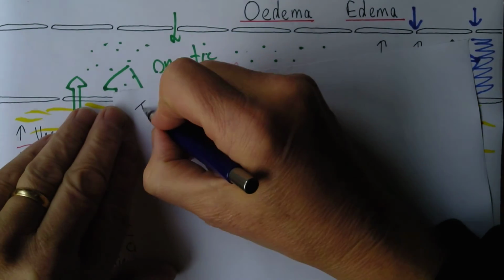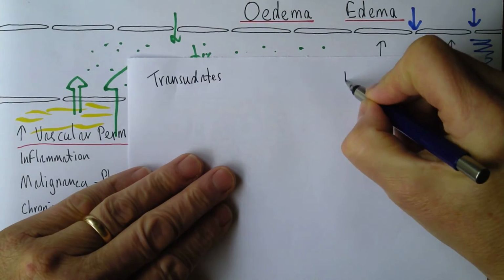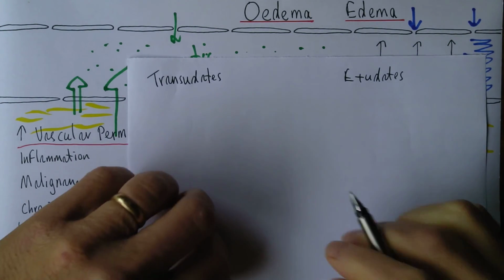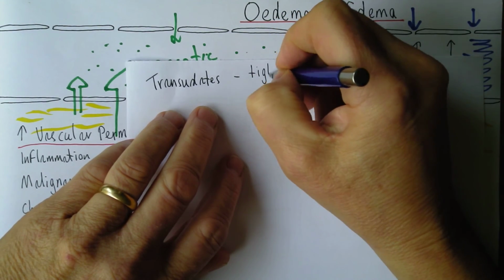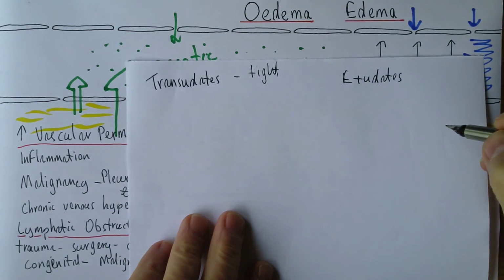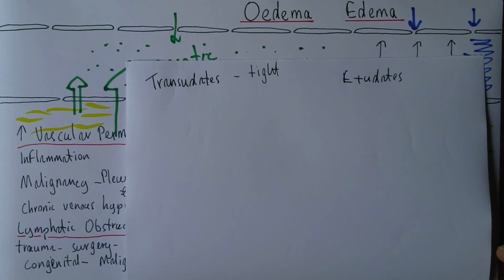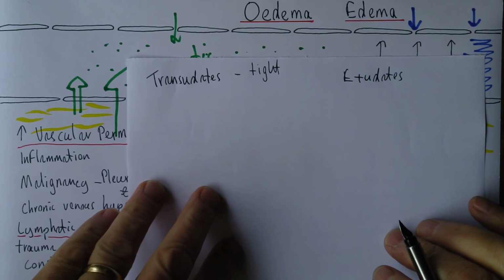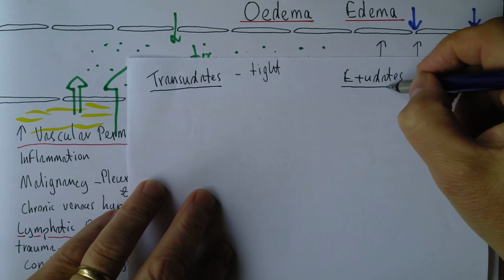So, transudates. And exudates. And as we've said, in transudates, the vessel is intact. The junctions are tight. In exudates, very often there's increased permeability in the vessel, or there's obstruction to the lymphatics. Now, another way to remember it is transudates are often fairly transparent.